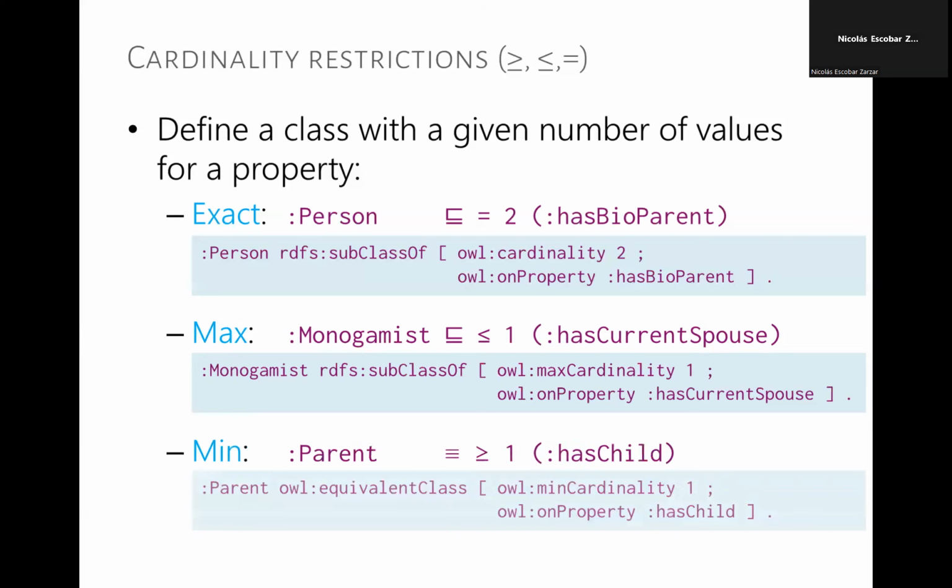And we can have a min version. So we can say that a parent has at least one child. So we say parent is an equivalent class to this class here that has at least one child. It would be equivalent to some values from if we use the top class. I'll come back to that. We'll see a different example. It's very similar to some values from. So we have these three different types of cardinality restrictions.